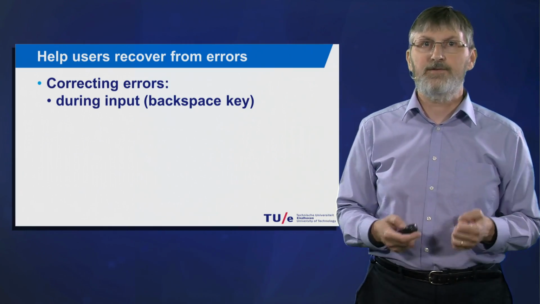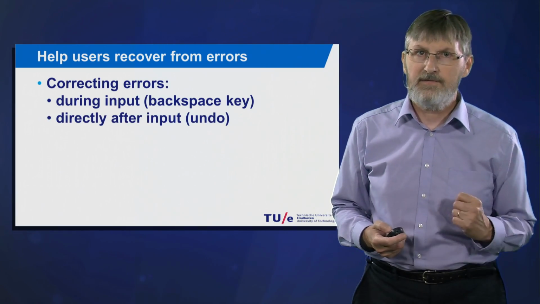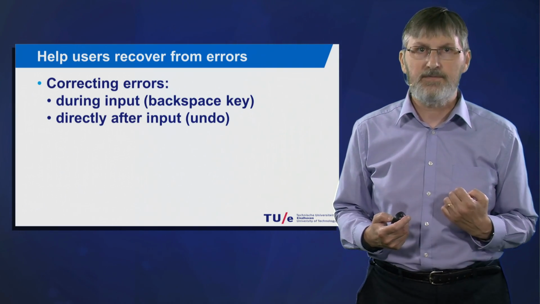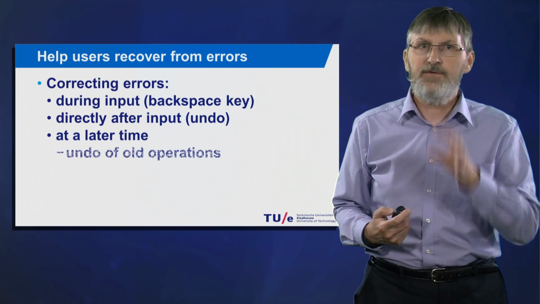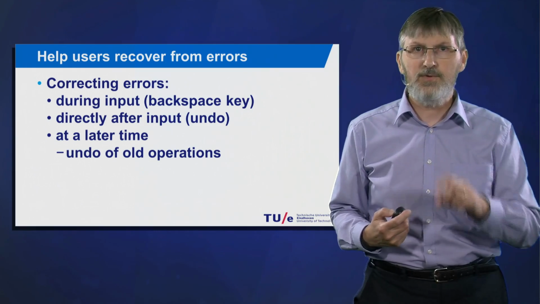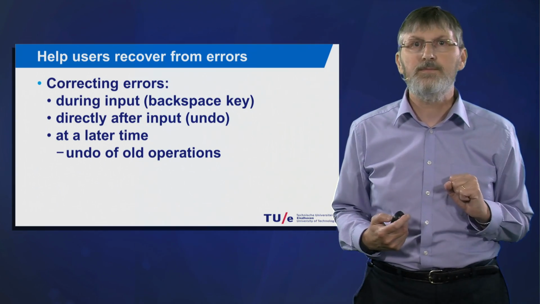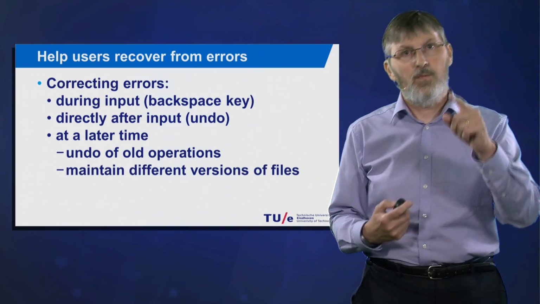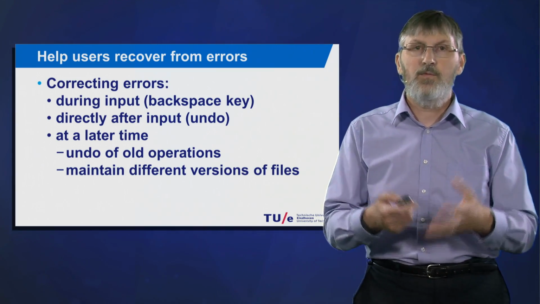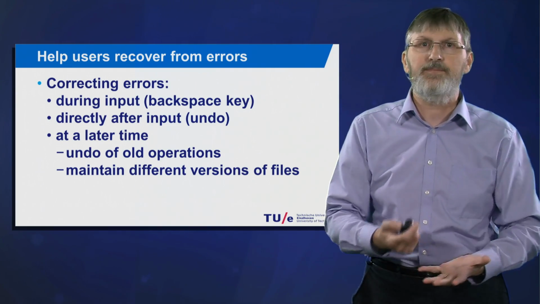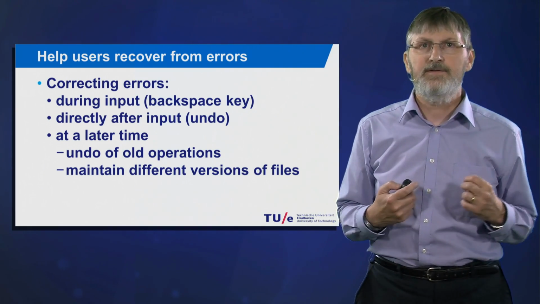With modern computers, that's no longer the case. Everything you do is processed by the computer. We can correct directly after input using an undo function. And we can try to correct at a later time. There are very few systems that make it possible to undo an old operation without having to redo all the steps that follow. What is more likely to be available is to have versioning, so that when you find out that you completely screwed up a version of the file, you can say, no, forget everything I did. Let's go back to the previous version.